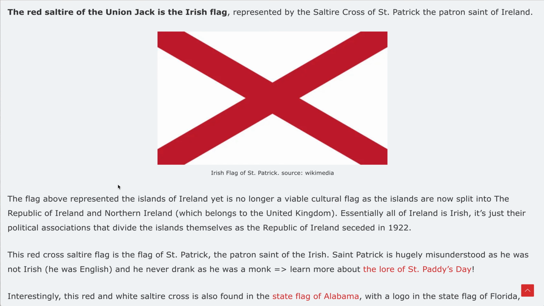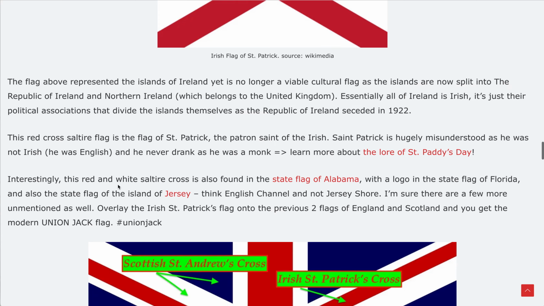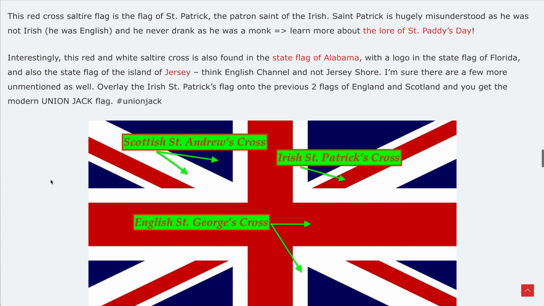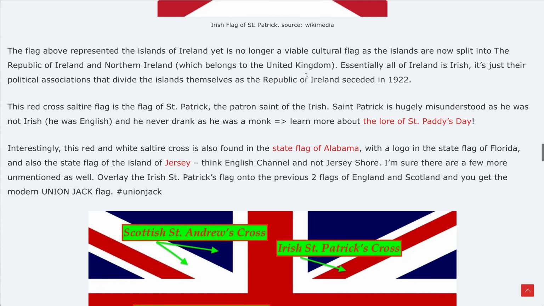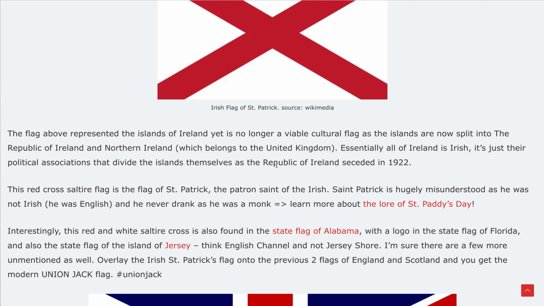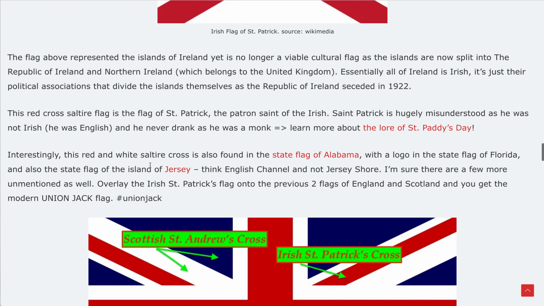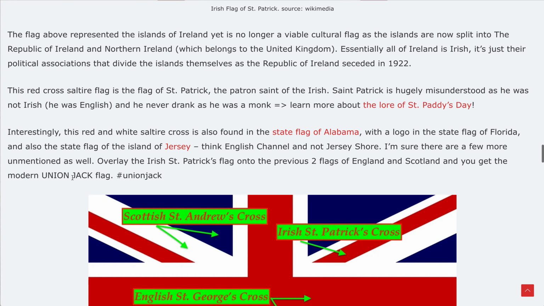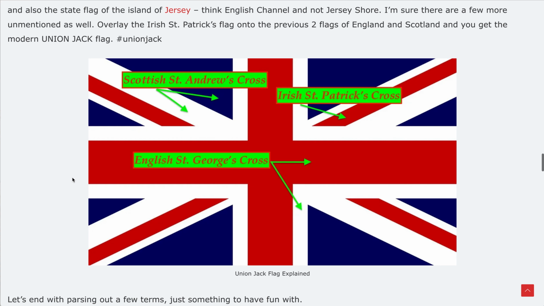Again, it's a heraldic element, so it's something found in heraldry. So this X shape can be found in the state flag of Alabama, with a logo in the middle. Basically, the state flag of Alabama is this. And then with a sort of shield logo in the middle is the state flag of Florida, and also the island of Jersey. Okay, and again, think English Channel, not Jersey Shore. Okay, and there have got to be a few more as well. Okay, and that's it.